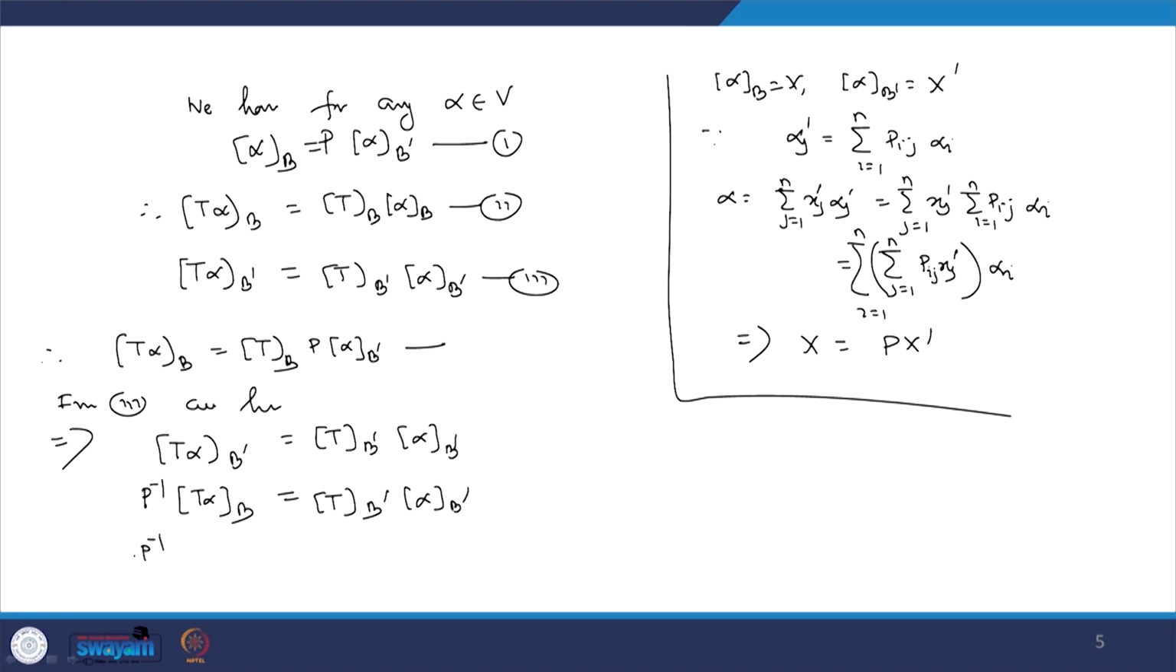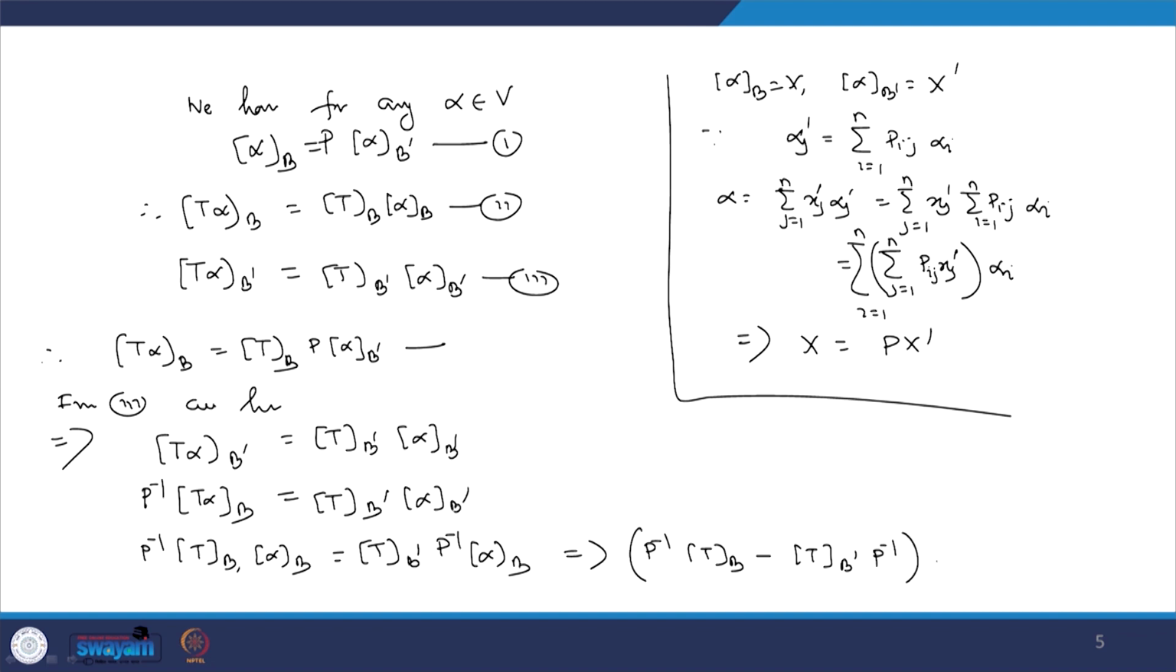So, this implies that P inverse times the matrix of T with respect to B times the coordinate matrix of alpha with respect to B equals the matrix of T with respect to B' times P inverse times the coordinate matrix of alpha with respect to B. So, this implies P inverse times the matrix of T with respect to B, minus the matrix of T with respect to B' into P inverse, times the coordinate matrix of alpha with respect to B, equals 0. This is true for all alpha. So, this implies P inverse [T]_B equals [T]_B' into P inverse.